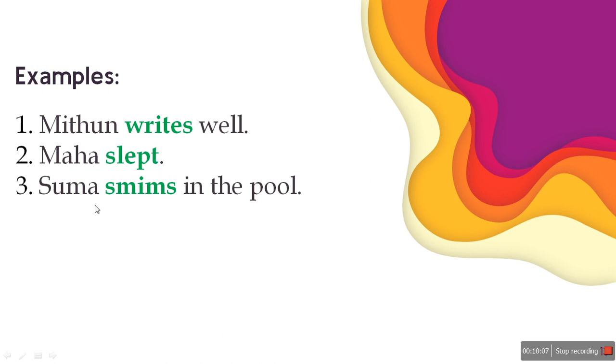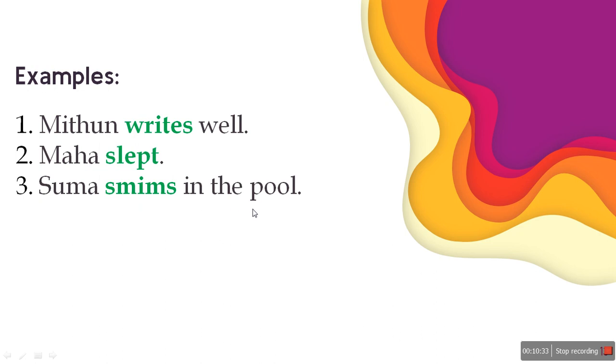Intransitive verb. Suma swims in the pool. Suma, subject, swims is a verb, in the pool. It is looking like an object, but it's not the object of the verb. See, Suma swims. Where? In the pool. So here, you may think, you may be fooled into saying the pool is an object.